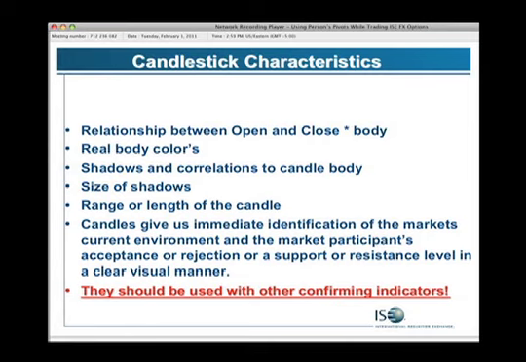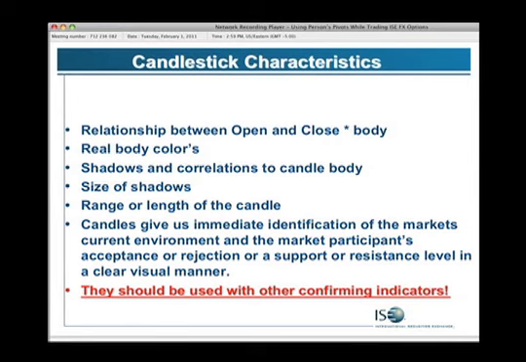Is it a large candle body? Is it a large open-close range relationship, or a narrow range open-close relationship? What are the sizes of the shadows? What's the range or overall length of the candle? So we can identify what type of buying or selling pressure truly exists by just looking at the color, the size, the shape and the depth of candlesticks.